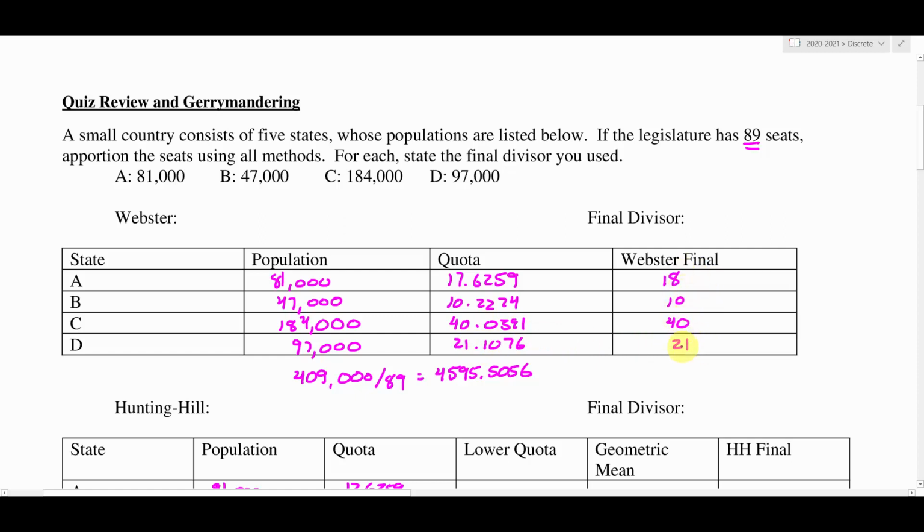Then we add up and make sure that we have apportioned all 89 of our seats. If we add these up, we will indeed get 89. So we got lucky. If we did not get 89 here, we would have to adjust our divisor, and then it would become a modified divisor, and we would have to keep modifying it until we found one that gave us the correct apportionment at the end. So our final divisor is actually our original divisor in this problem, which is 4595.5056. So we'll use that divisor. We did not have to modify it for this one. We got lucky.